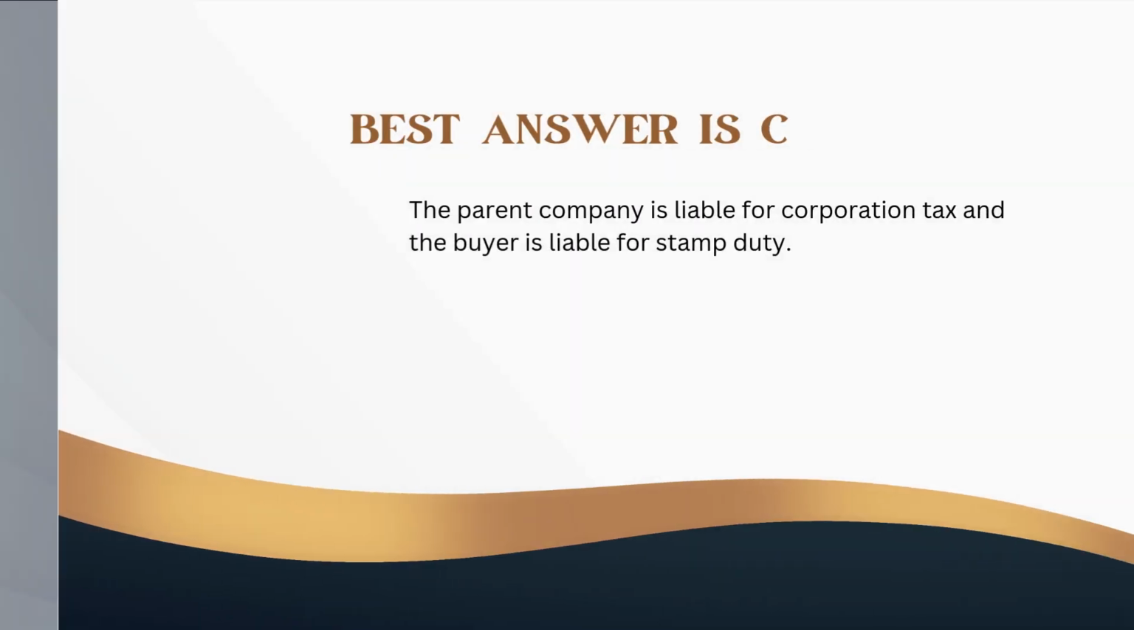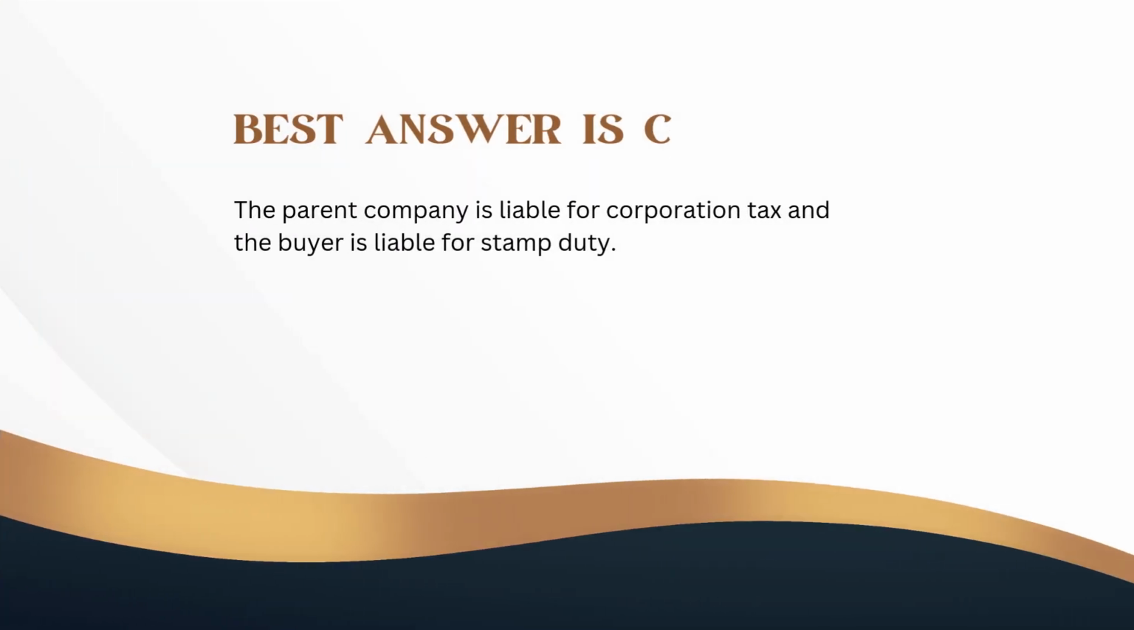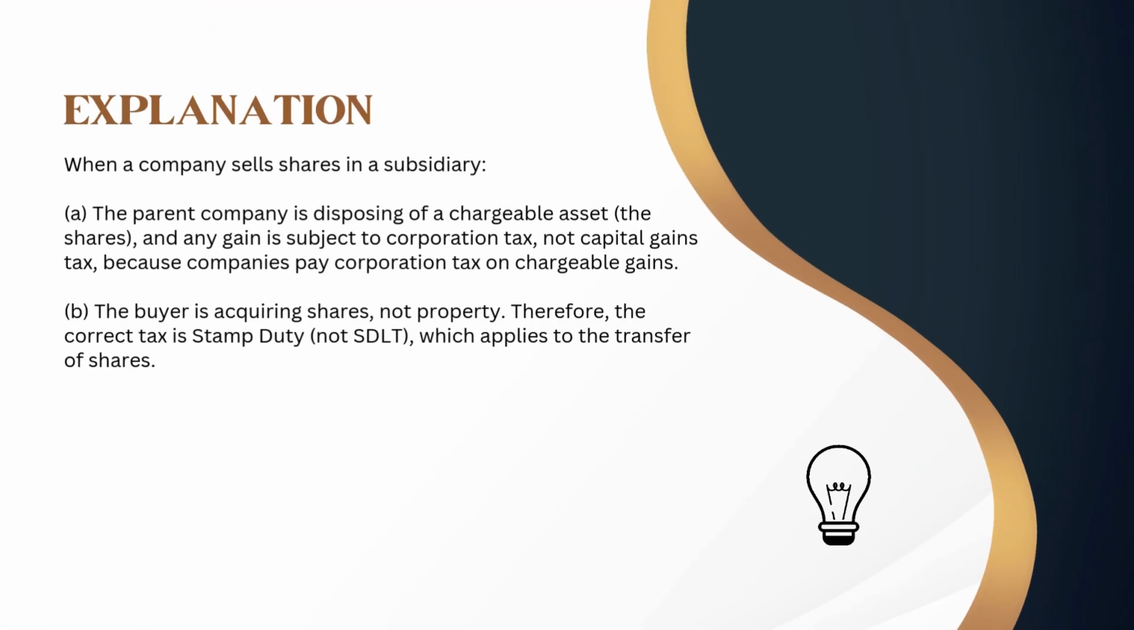The best answer is C. The parent company is liable for corporation tax and the buyer is liable for stamp duty. When a company sells shares in a subsidiary, the parent company is disposing of a chargeable asset, the shares, and any gain is subject to corporation tax, not capital gains tax, because companies pay corporation tax on chargeable gains. The buyer is acquiring shares, not property. Therefore, the correct tax is stamp duty, not SDLT, which applies to the transfer of shares.